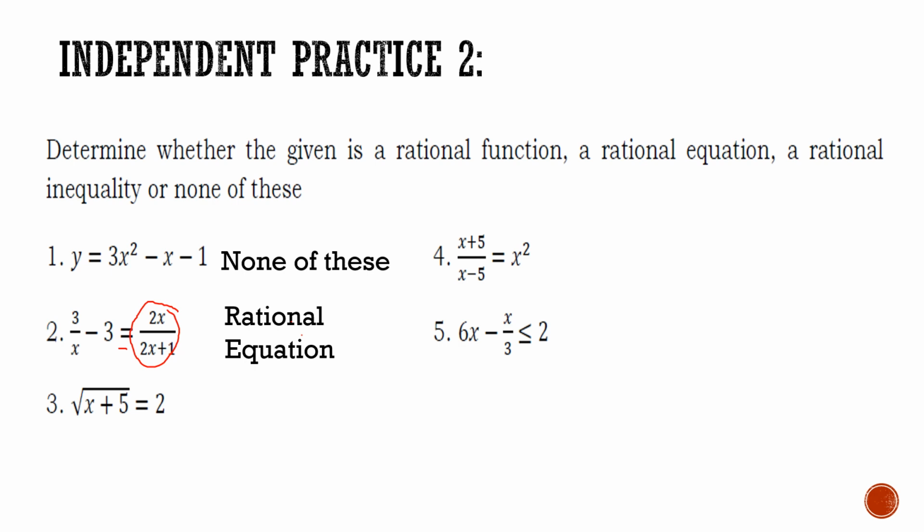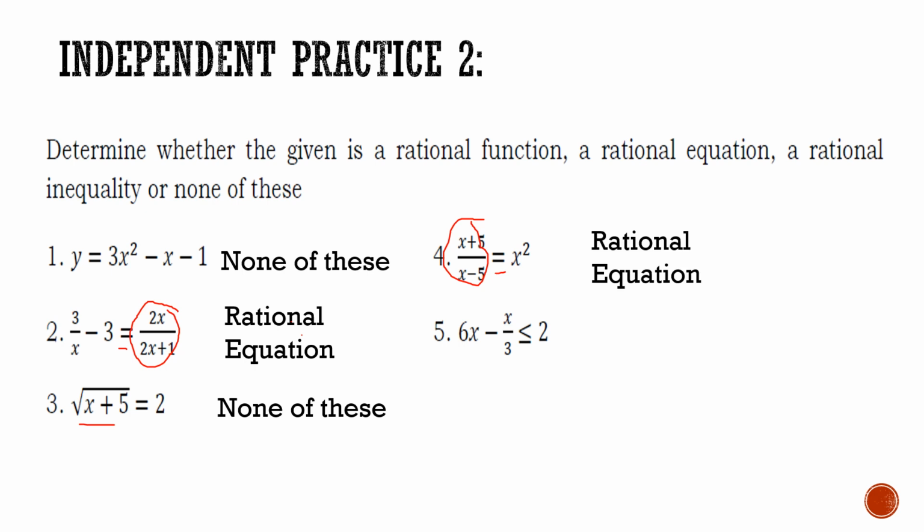Next, number 3, automatic po nakakita ka na ng radical sign. So, none of this na po yan kagad. Bukod sa wala na nga pong fraction, may radical sign pa. Number 4 po, x plus 5 over x minus 5 equals x squared. So, kung mapapansin nyo po, meron pa rin po tayo ditong rational expression, which is yung fraction nga po. Tapos, gumamit po siya ng equal sign. Ang variable po natin, x lang. So, number 4 po is a rational equation.